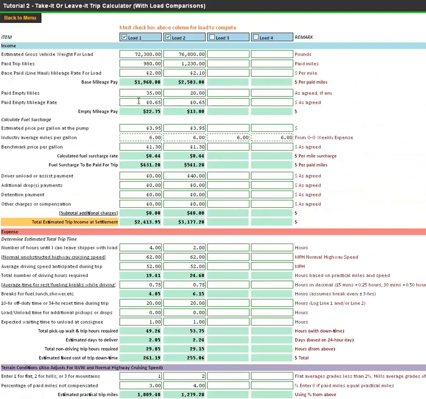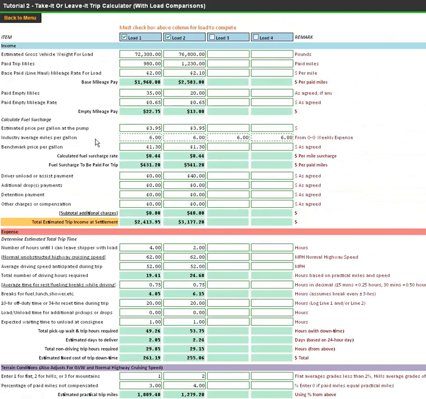Now, paid empty miles. We are getting paid for some empty mileage on both of these loads. The first one's 35 miles at 65 cents a mile. The other one's 20 miles at 65 cents a mile. So we've got some empty mileage paid going on here. Now we'll get down to our fuel surcharge calculation for what they call the pass-through fuel surcharge. Estimated price per gallon at the pump where we're picking up these loads, both $3.95 per gallon.